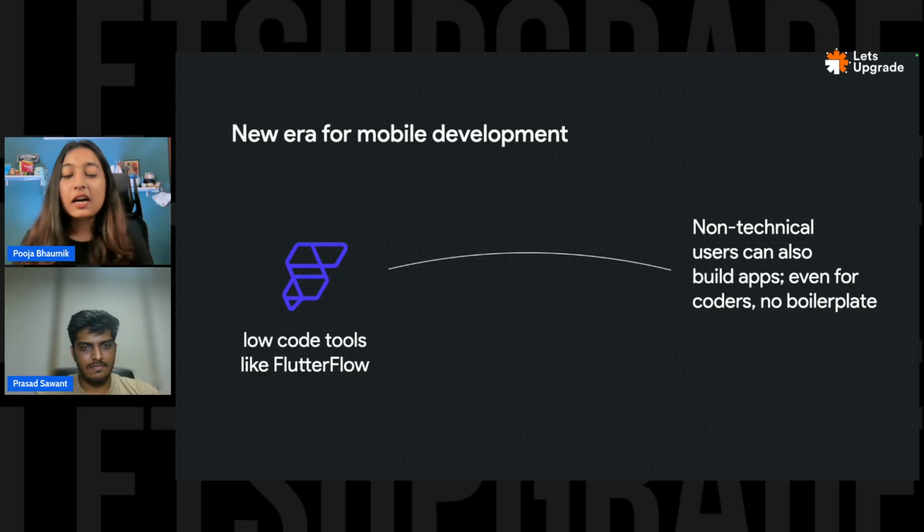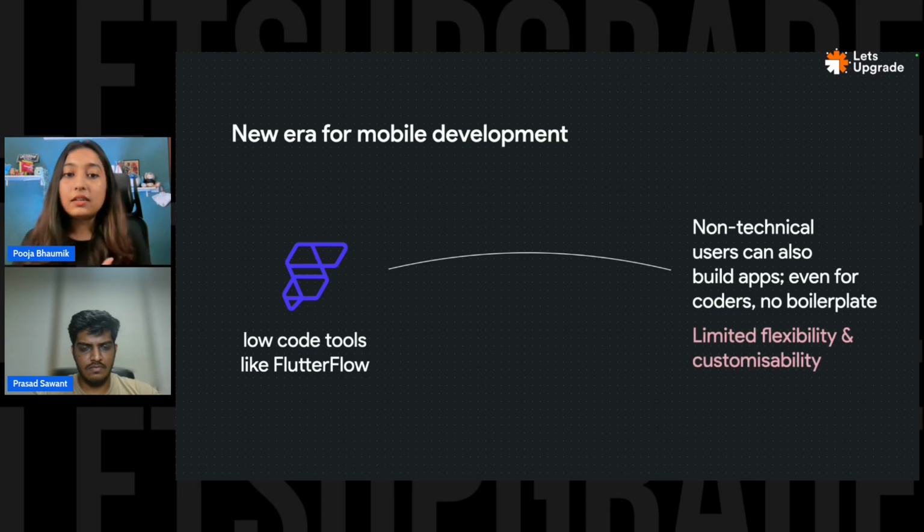But even if there are any coders who come on this platform, the great part is that there is not a lot of boilerplate code. You don't have to write all the boilerplate code yourself. You just have to focus on the meaty code, which is the complex features that you're actually working on.